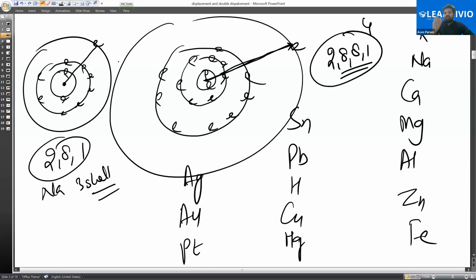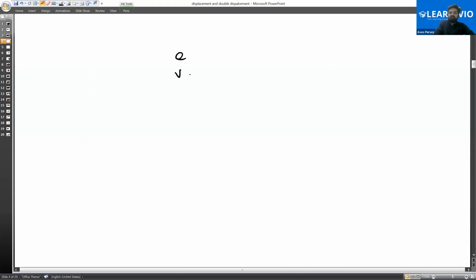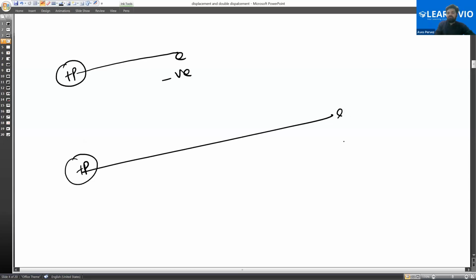As you know, electrons are negatively charged and protons are positively charged, and the electrons are held by the nucleus. If there is a large distance between the protons and the electron, this electron can be removed easily in comparison to that electron, because the attraction is weaker. Are you getting the point?